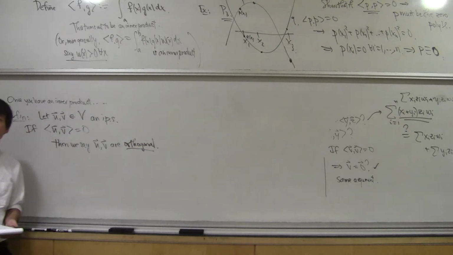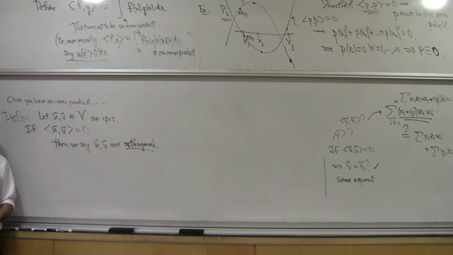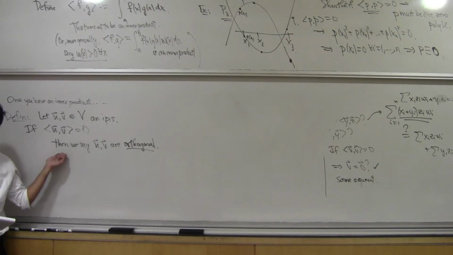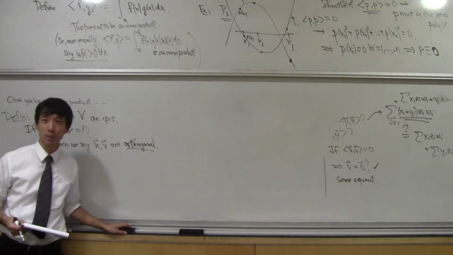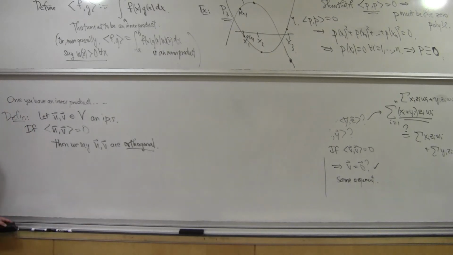Okay. So we can talk about things being orthogonal. And of course, once we can talk about vectors being orthogonal, we can talk about subspaces being orthogonal, or orthogonal complements, et cetera, in the abstract vector space setting.